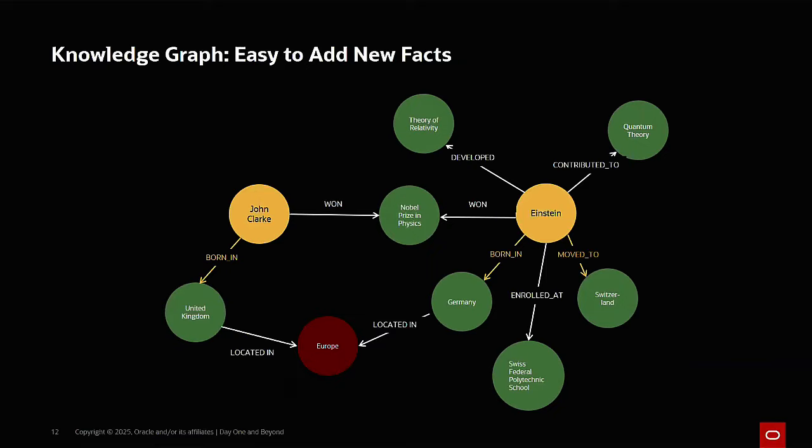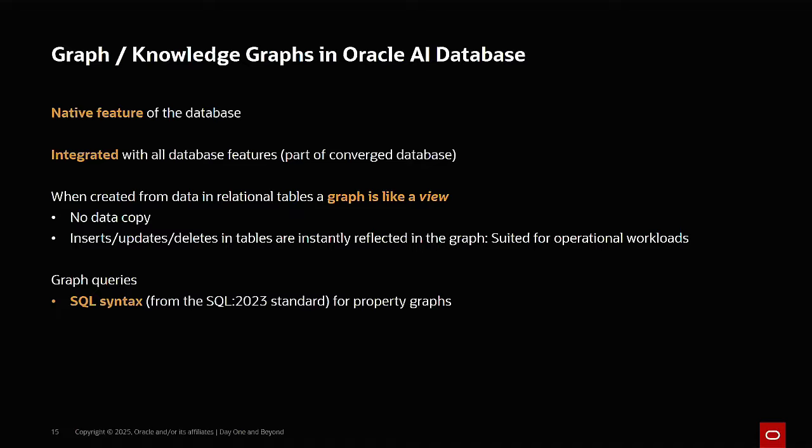So the graph feature on Oracle AI database is a native feature of the database. This means that all features for security, scalability, availability, all of those apply to the graph feature. And another key feature is when we create a graph, the graph is like a view on your data. We don't copy data. We don't move the data to separate space. You can if you want to, but you don't have to.